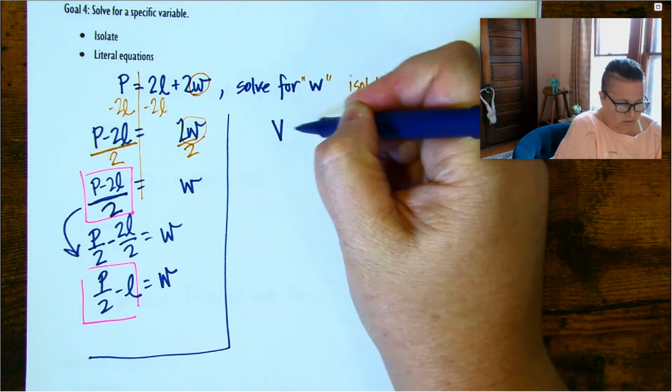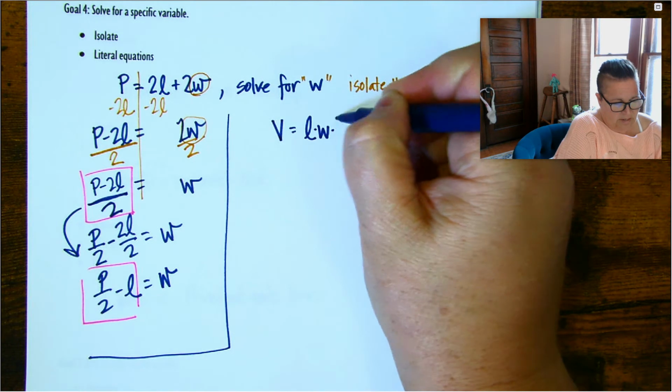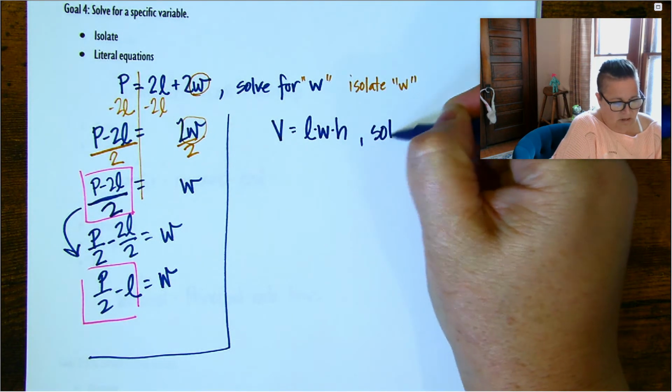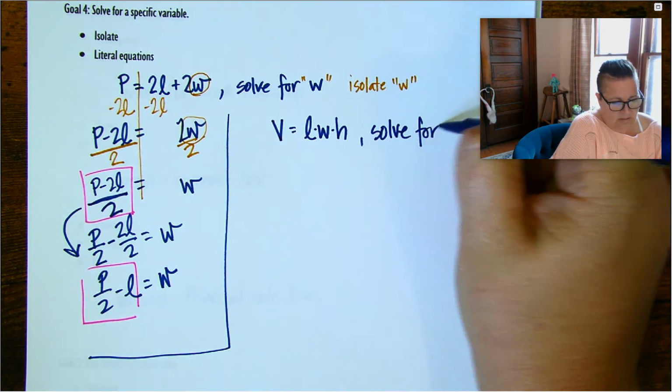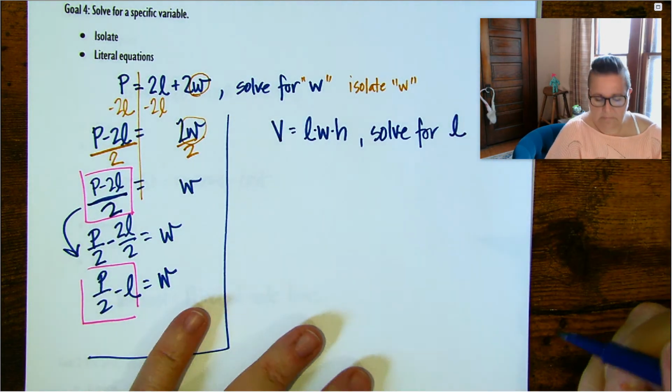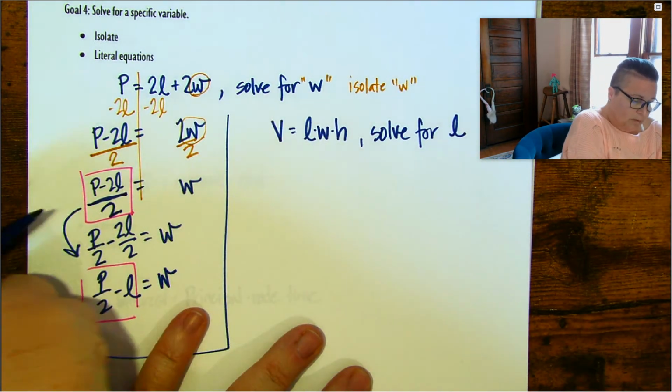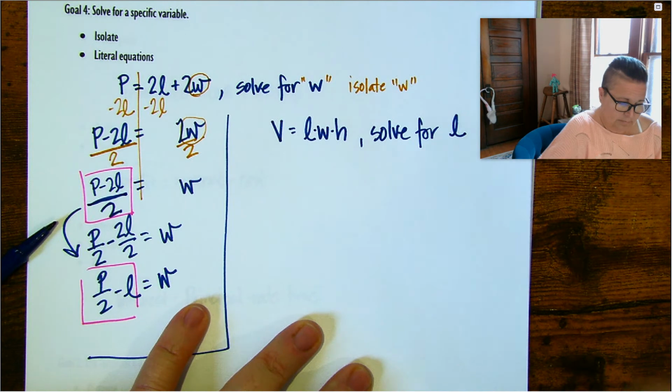Let's try volume is equal to length times width times height. And we're going to solve this for L. Okay? That means we're going to isolate the L.